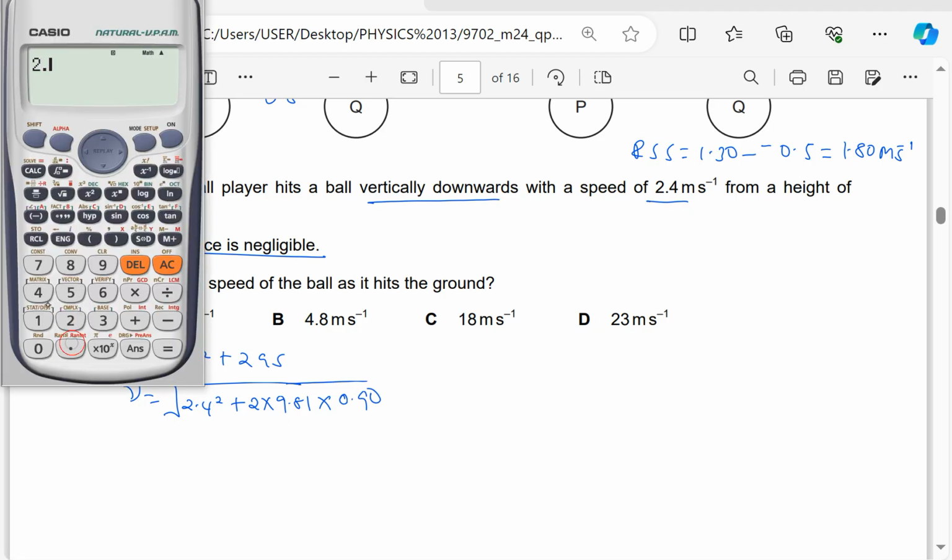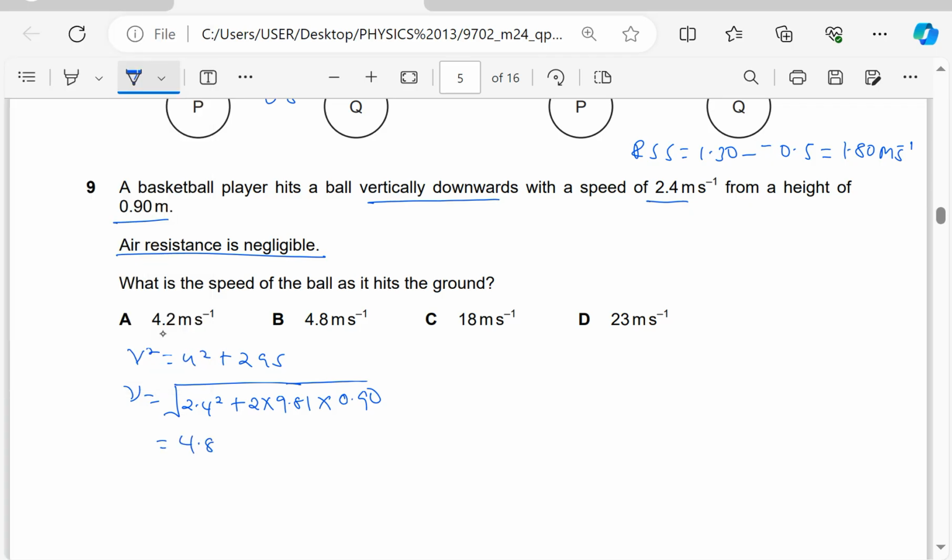So I have 2.4 squared plus, open brackets, 2 times 9.81 times 0.9. Then I find the square root of the answer. So I'm getting the answer as 4.84. So V is 4.84 meters per second. So the answer is going to be B.